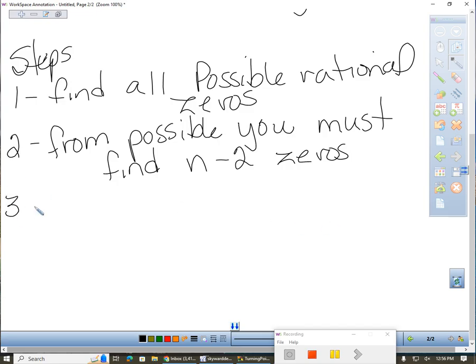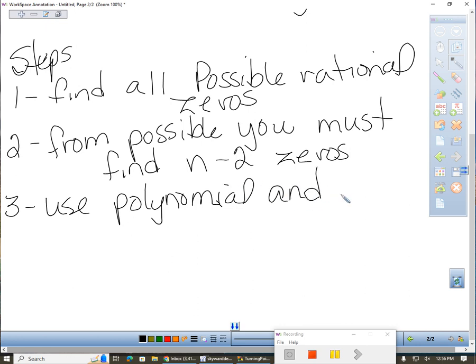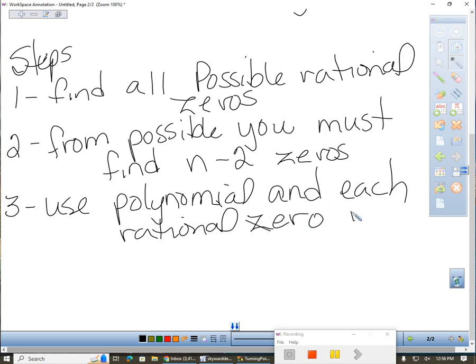step 3, use the polynomial and each rational zero in synthetic division.